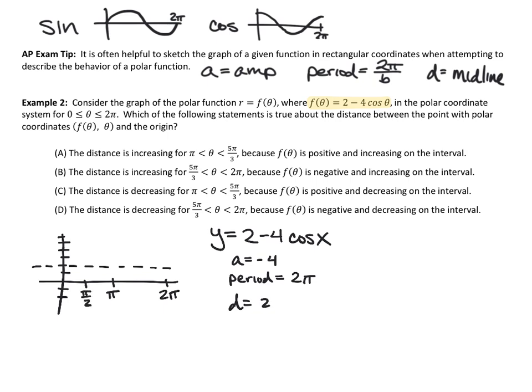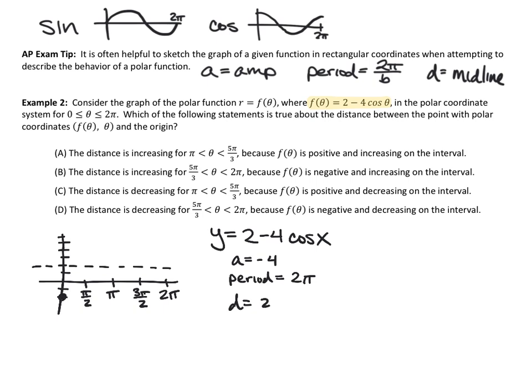What's going to be the tick mark I put between pi and 2 pi? 3 pi over 2. Okay, cool. So let's graph this function. It's cosine, so I'm going to start at a max or min. Do I start at a max or at a min? A minimum. So I'm going to start down here at my minimum.